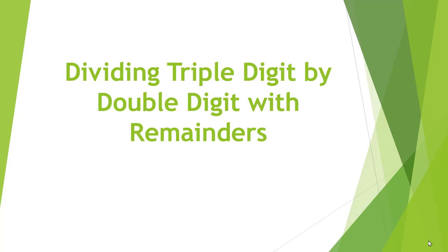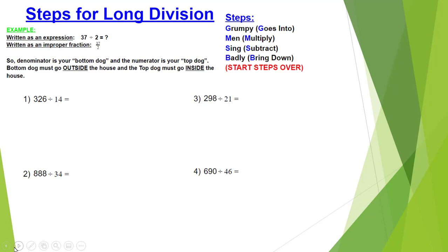Today we're going to divide triple digit by double digit with remainders. So let's look at our steps for long division here. Remember our acronym, Grumpy Men Sing Badly. Goes into, multiply, subtract, bring down.